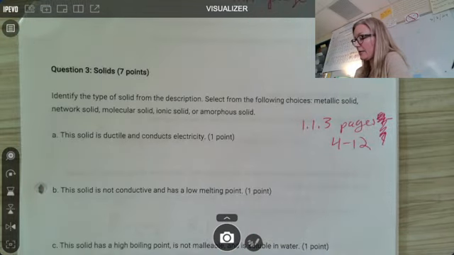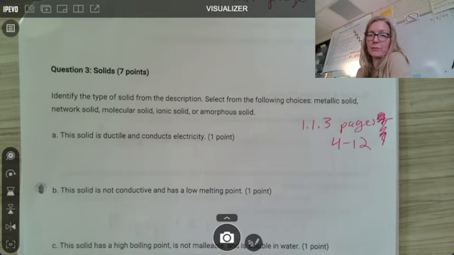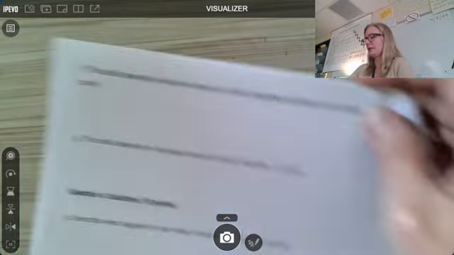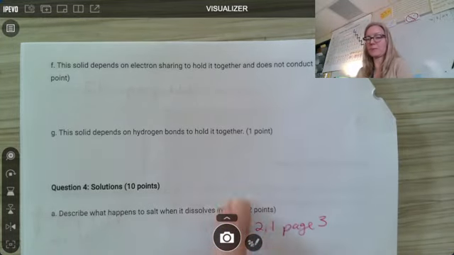And the next one, what question number is this? E, it's 1.1.1, page 17. Okay, and then question 3 is all about the different types of solids. So you can look at 1.1.3, pages 4 through 12. Okay, so this draws from a large swath of the textbook, and that's part of that as well.